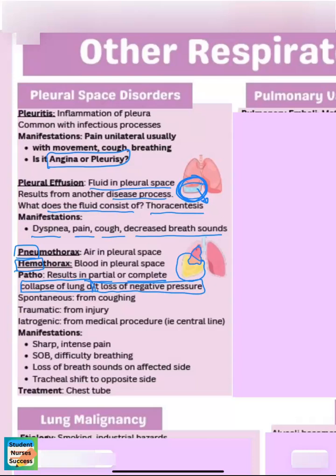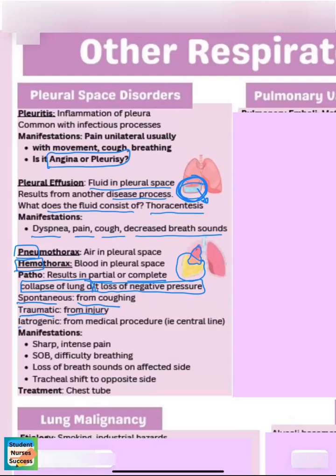There can be a couple causes of a pneumothorax or a hemothorax. They can be spontaneous from coughing. If you have a really bad cough or are coughing really hard, you can get a spontaneous pneumothorax. Usually you wouldn't get a hemothorax from that. It could be traumatic from injury, maybe a gunshot wound or a car accident where you have a rib fracture that punctures a lung. If it punctures the lung, it may just be air that goes in there. If it punctures a vessel, it may be blood that collects in there.